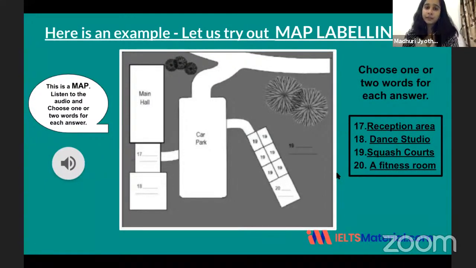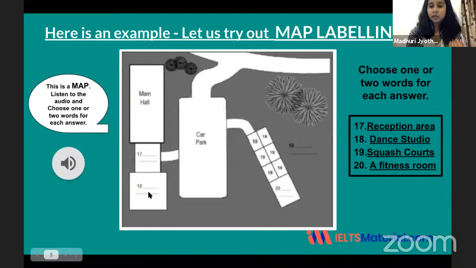The right answer for 17 is reception area. How to identify that: when you are listening to the audio, they say they have started from the main hall, and on the other side of the reception area is the dance studio. So 18 would be the dance studio and 17 is the reception area. Most of the time we don't focus on that part. That's a distractor, since they didn't stress it, which makes us believe that it's the dance studio, but that's not the case.